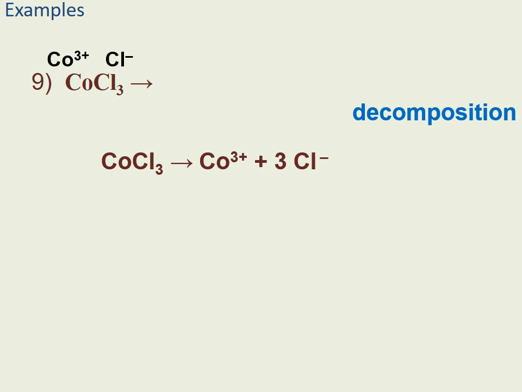I'll balance my elements and check this out. My charge is also balanced because I have no charge on the left. And on the right hand side, I have a +3 that is canceled out with the 3 -1 charges. So 0 overall charge on either side of the arrow.